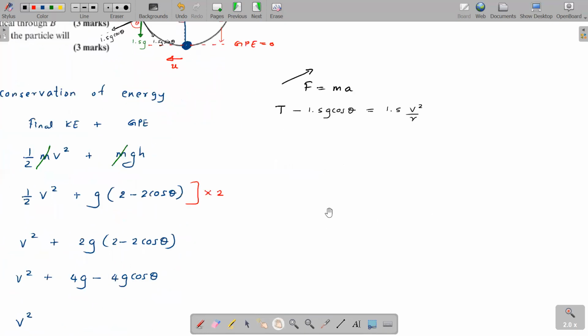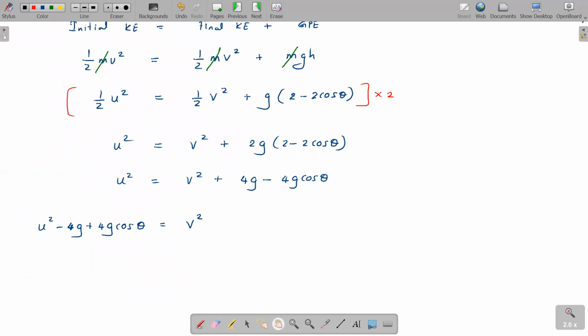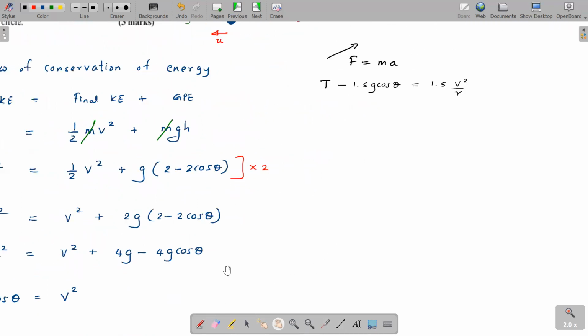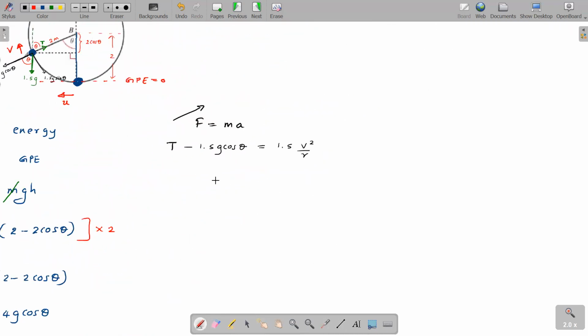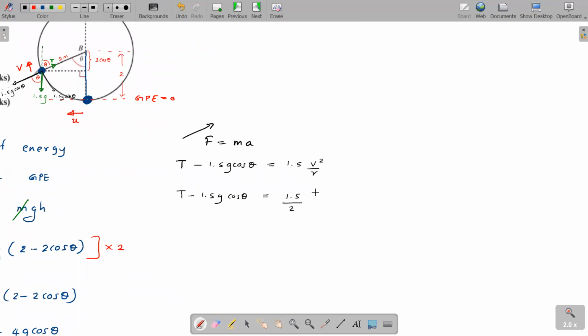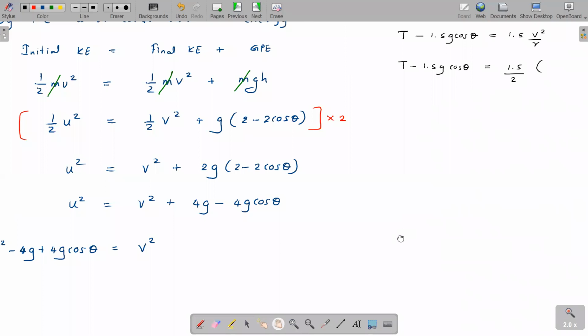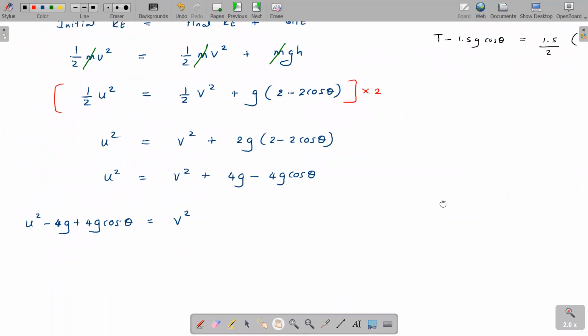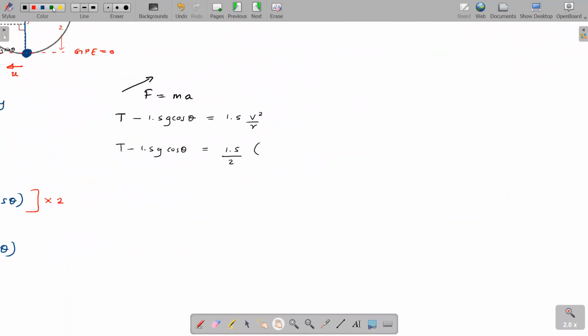Why? Because I already know V square. We already have an expression for V square in terms of theta. So write the answer: T minus 1.5 g cos theta equals 1.5, and I'll bring the R down here. Radius was how much? 2 meters. 2 meters times, inside brackets, let's use the V square value. V square is u square minus 4g plus 4g cos theta.